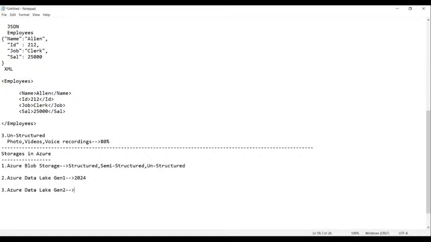But most of the time, it is used for the data which is for visualization purposes. That means for the purpose of analysis. Whenever we want to use the data for analysis, such kind of data is mostly recorded into Azure Data Lake Gen 2.